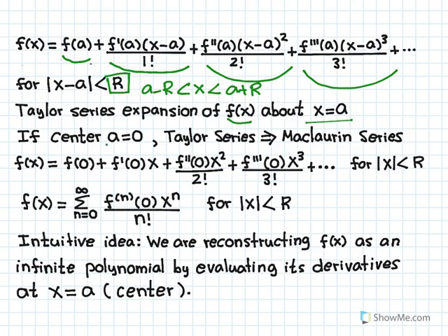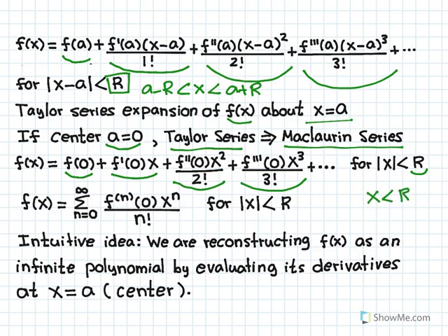If the center a is equal to 0, then the Taylor series becomes a Maclaurin series. So basically just plug in a equals 0, we get f of x is equal to f of 0 plus f prime of 0 times x plus f double prime of 0 times x squared divided by 2 factorial plus f triple prime of 0 times x cubed divided by 3 factorial, and the radius of convergence is capital R. The interval of convergence is x is less than r, larger than minus r.